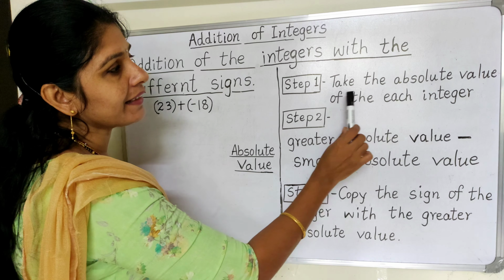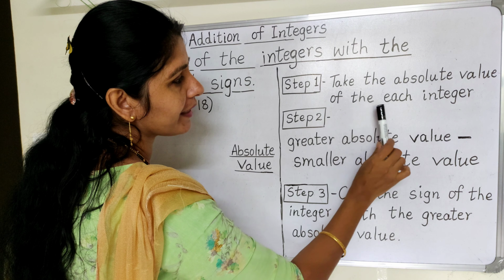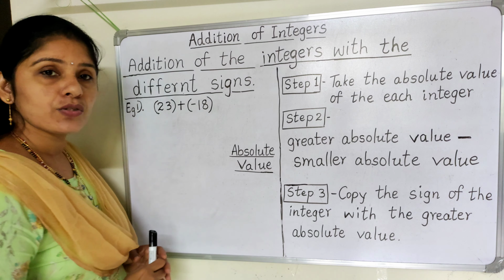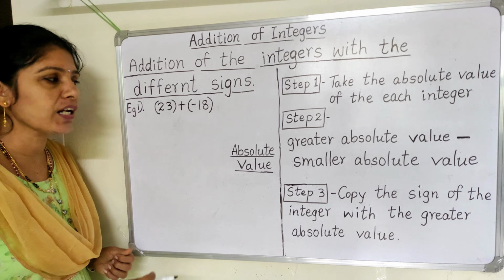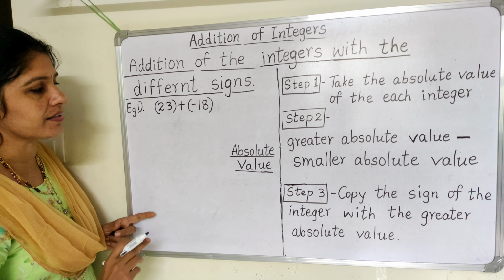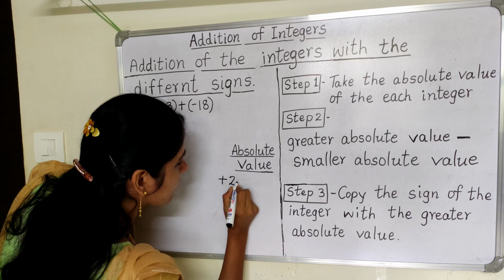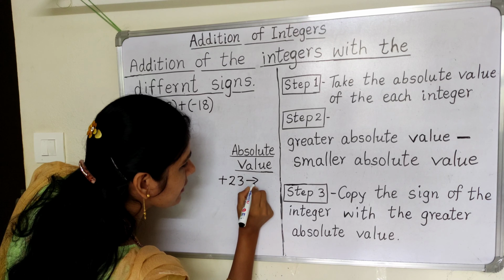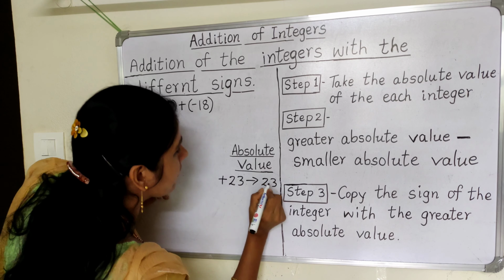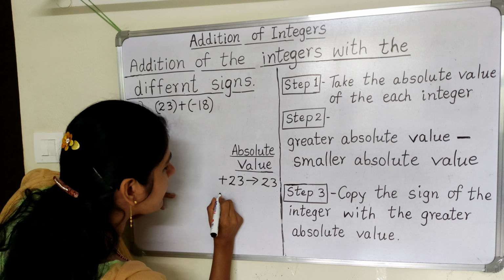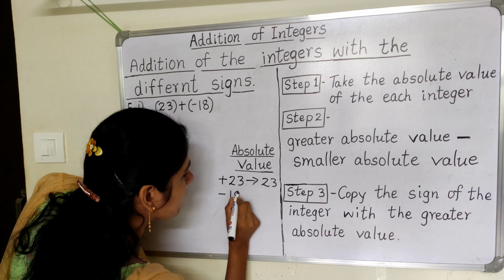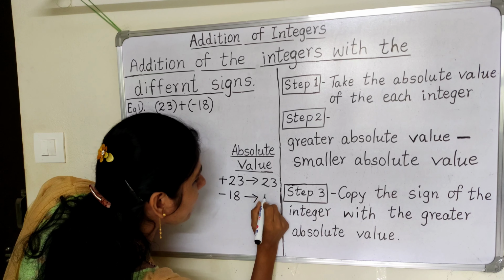Step 1. Take the absolute value of each integer. So let us find out the absolute value of the given integers. The first number is plus 23. Its absolute value is 23. The second number is minus 18. Its absolute value is 18.